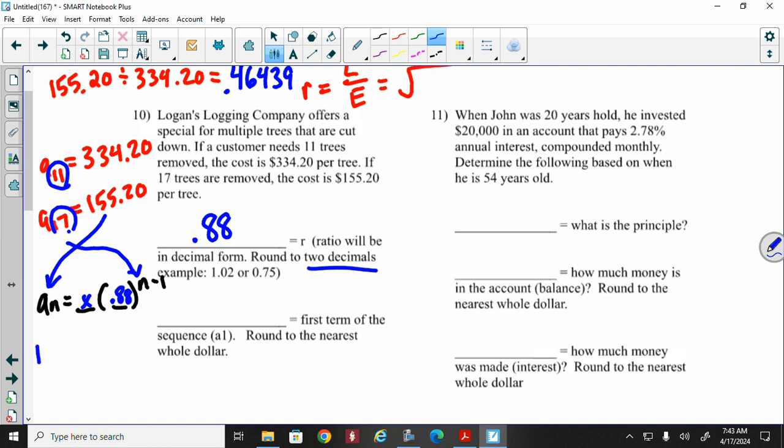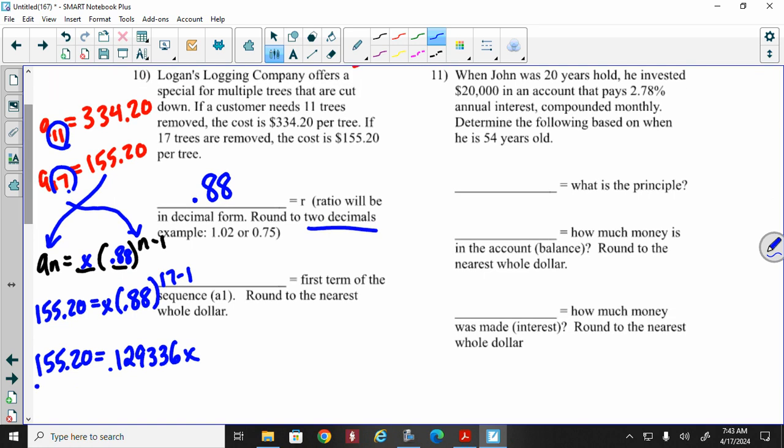So it's going to be 155.20 is equal to x, parenthesis, 0.88, 17 minus 1. All right, so 0.88, 17 minus 1, which is actually 16. Again, another ugly decimal. The more numbers you write, the more accurate you are. So 0.129336x. Well, I'm going to divide by 0.129336. And I get, we're just going to round to the nearest whole, 890. There you go.